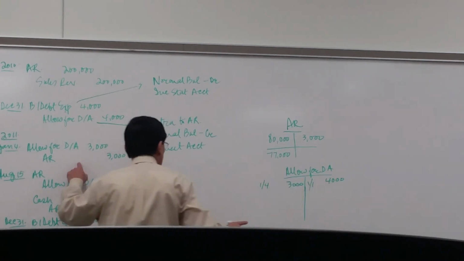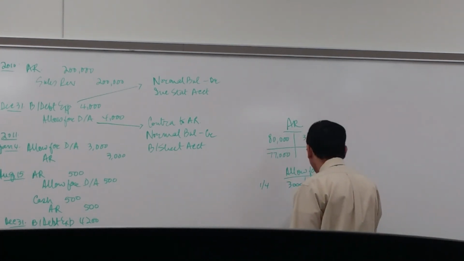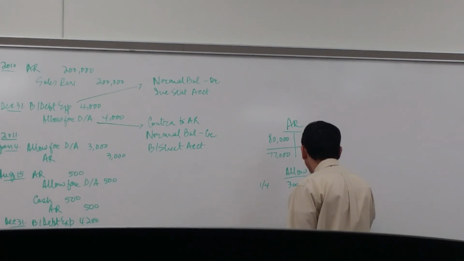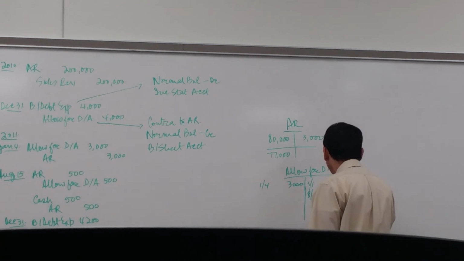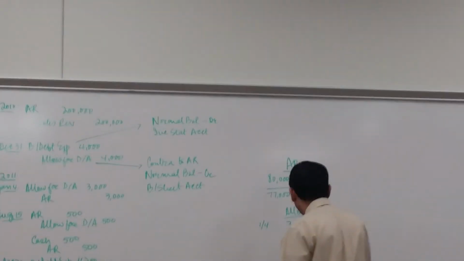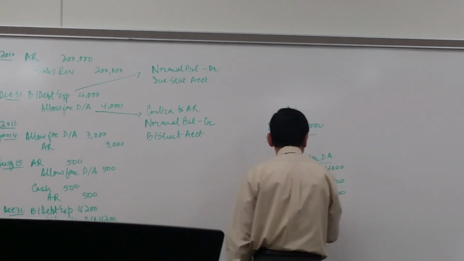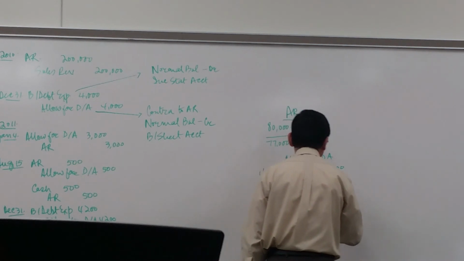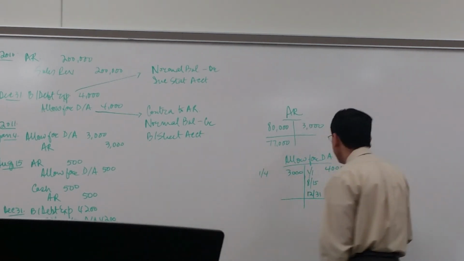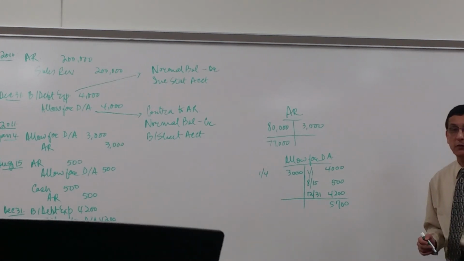Look at what has happened in 2011. Did you debit allowance for 3,000? Do you see it? Did you credit allowance on August 15th for $500? I'm showing you my allowance account, and how it falls to the allowance account. Come December 31st, did we credit allowance for $4,200? What's the balance in my allowance account? Somebody vouch for that? Is it 5,700? Yeah. Balance in my allowance account.